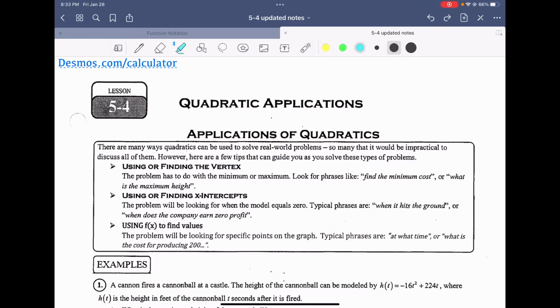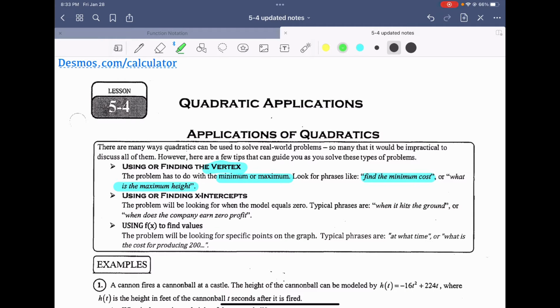So first of all, finding the vertex. I know we've talked about the vertex a lot. The vertex is, as you know, the minimum or maximum point of your graph. So you're going to use the vertex when you hear phrases like find the minimum cost or the maximum cost or what is the maximum height. So anytime you hear something about the maximum or the minimum, you want to think vertex.